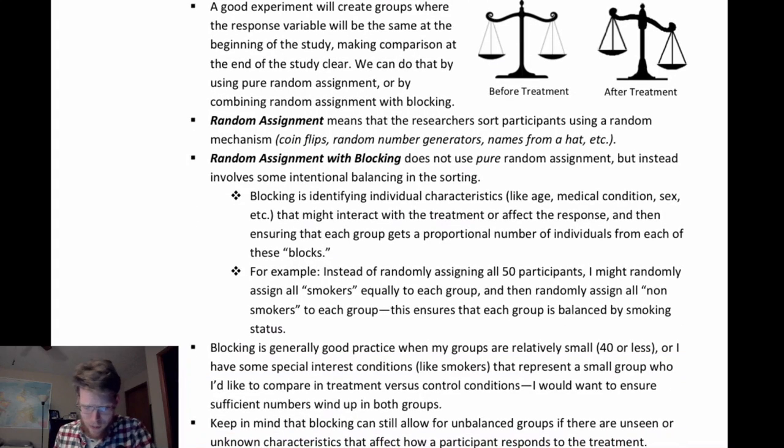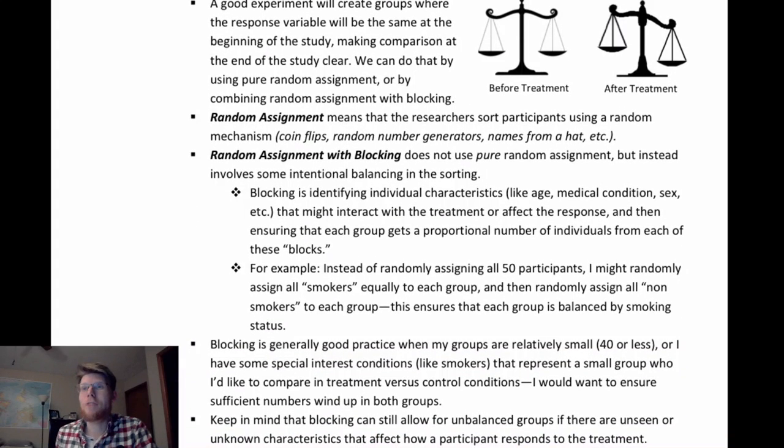So the way that random assignment with blocking would work is that I would identify a block, let's say smoking status, where I have smokers and non-smokers. So then what I'm going to do is I'm going to randomly assign the smokers to groups equally, and then I'm going to randomly assign the non-smokers to groups equally so that I get the same number of smokers in each group and the same number of non-smokers in each group. But I'm still using random assignment in that process, right? So I'm not just making some choices, but rather I'm still leaving it up to a chance process within those subgroups, how they get divided there.